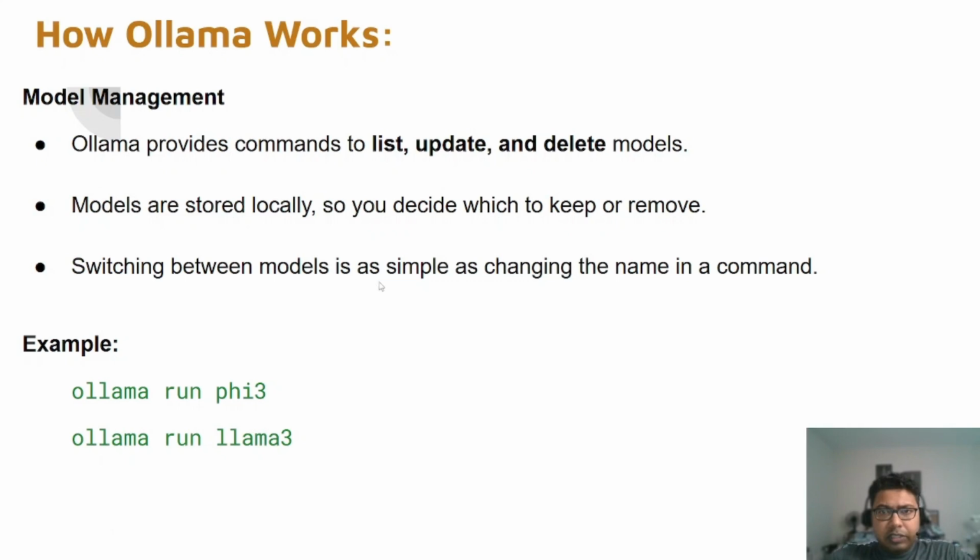Switching between models is as simple as changing the name in a command. Exactly. So, example, ollama run phi3. If I do that, it will run the phi3 model. If the phi3 model is already installed, it will run that model. If it is not installed, it will first install and then use it. And then in the next line, if we write ollama run llama 3, then it will mount llama 3 and use llama 3.